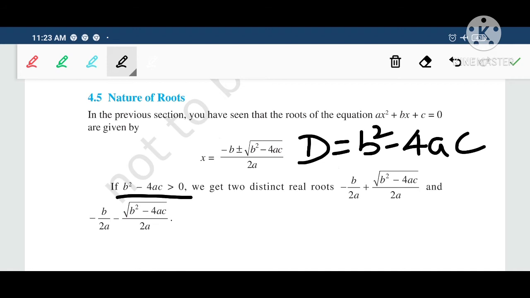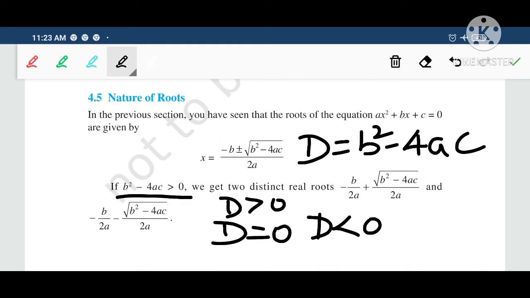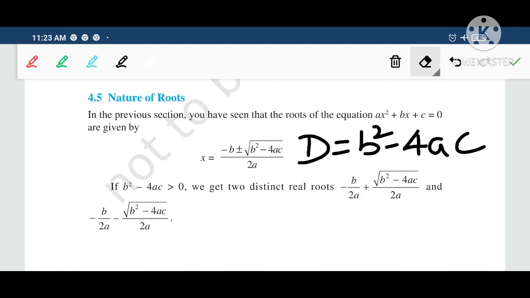There are three conditions we need to follow. One is d is greater than 0, otherwise d is equal to 0, or otherwise d is less than 0. So these are the three conditions for the discriminant. First, d is greater than 0, that is b square minus 4ac is greater than 0. Here we get two distinct real roots.